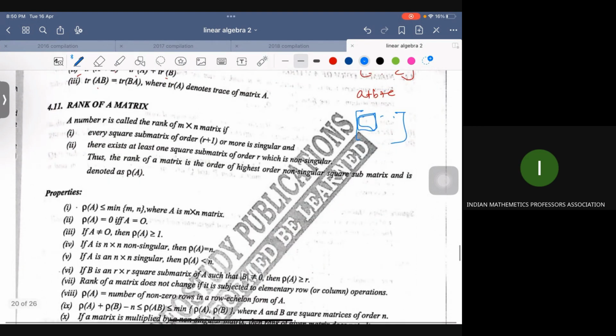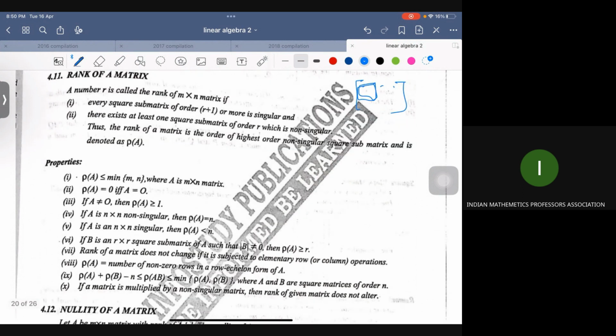Rank of a matrix is the order of the highest order non-singular square submatrix and it is denoted as rho of A. Rank of A is less than or equal to minimum of M, N. In the previous example, we have taken a matrix A of order 3 by 4. We got rank of A as 2, which is less than or equal to 3 and less than or equal to 4.